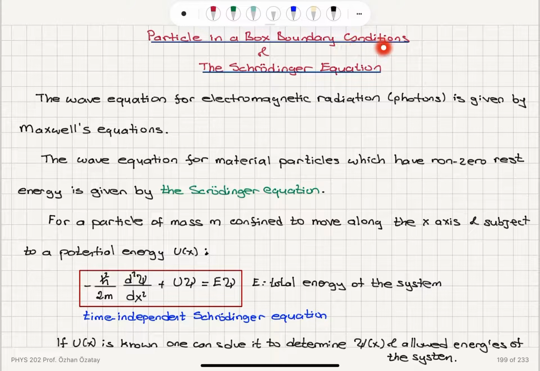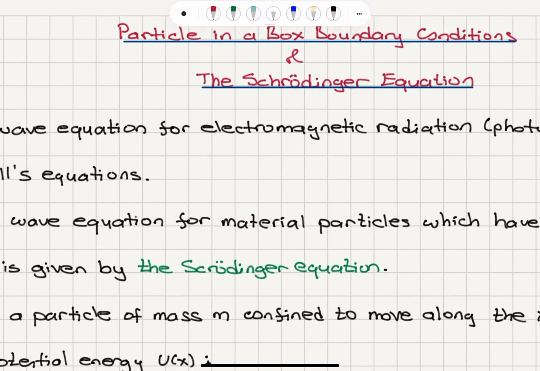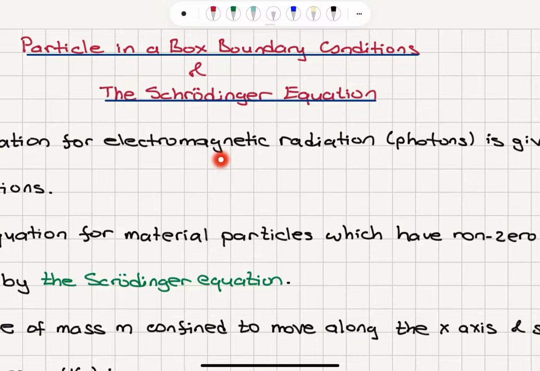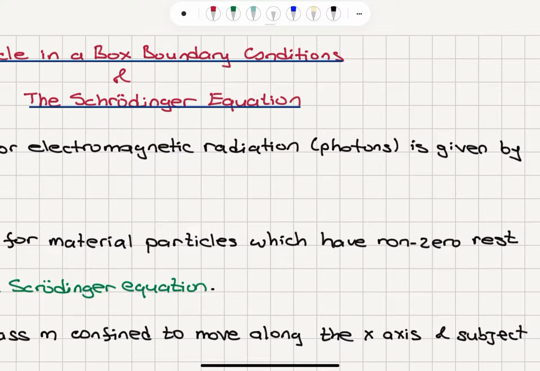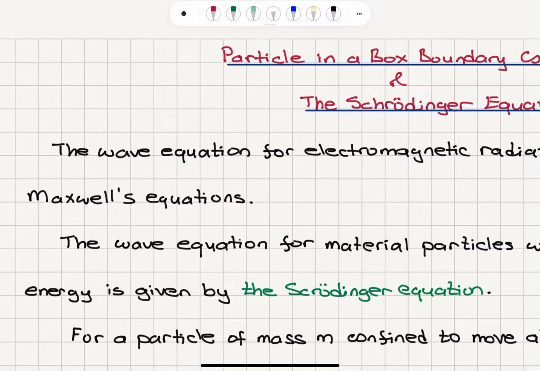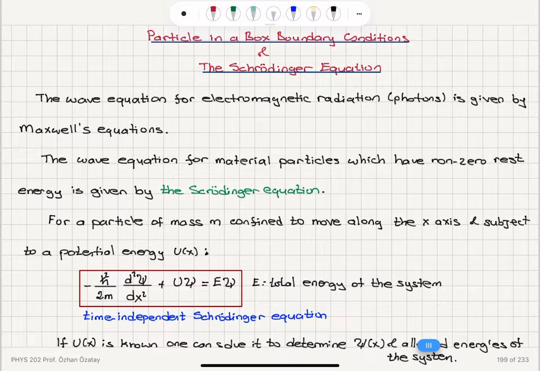Particle in a box, boundary conditions, and the Schrödinger equation. Now, what is the Schrödinger equation? Well, for any particle that has a wave characteristic, we have a wave equation. The wave equation for electromagnetic waves, electromagnetic radiation, which consists of photons that carry energy packets of hf, is given by Maxwell's equations. So that's the subject of this course.